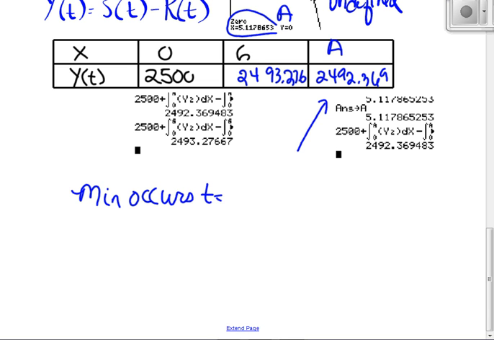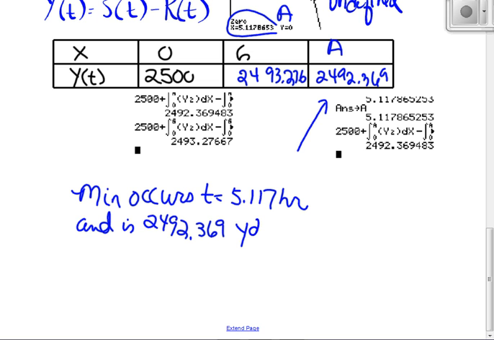At T equals 5.117 hours and is 2,492.369 cubic, what was it? Yards. I need all that to get all the points. So what they're doing here, yes, at 6 hours, it's actually coming back up. So that's good. But before that, it's not.